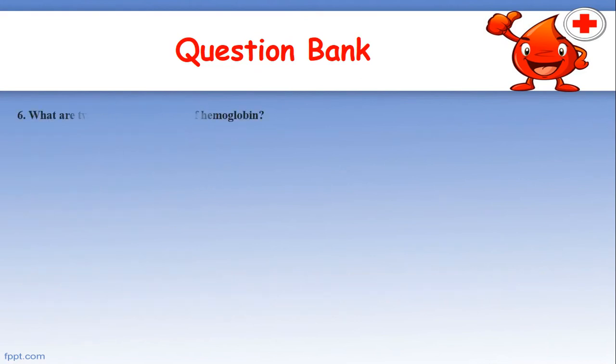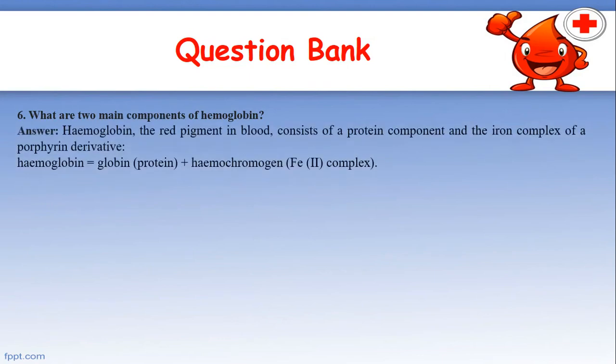Next question. What are the two main components of hemoglobin? The answer is, hemoglobin, the red pigment in blood, consists of a protein component and the iron complex of a porphyrin derivative. Hemoglobin equals globin, which is a protein, and heme, which is a porphyrin group.